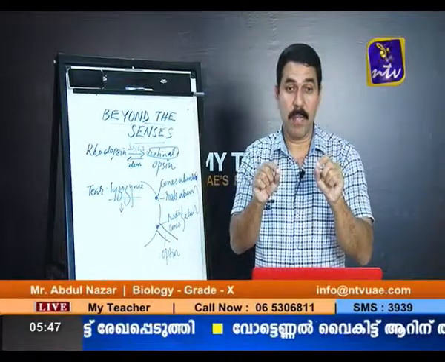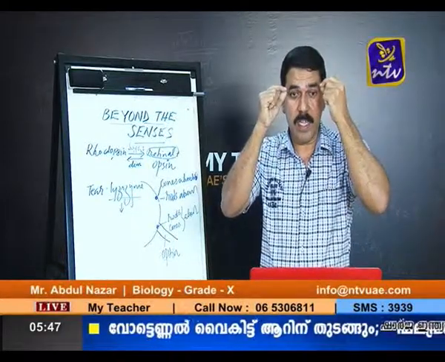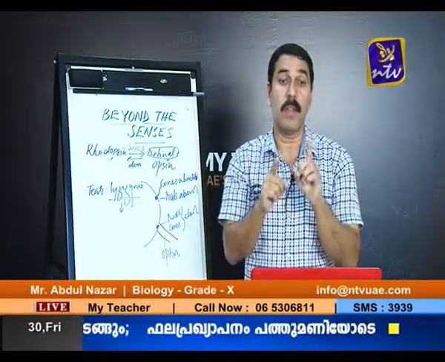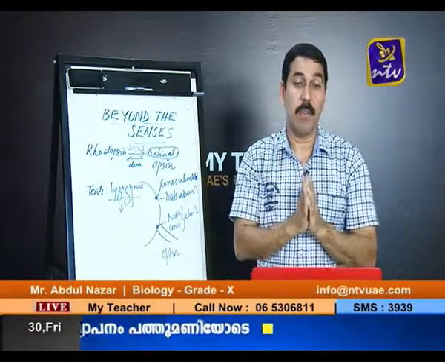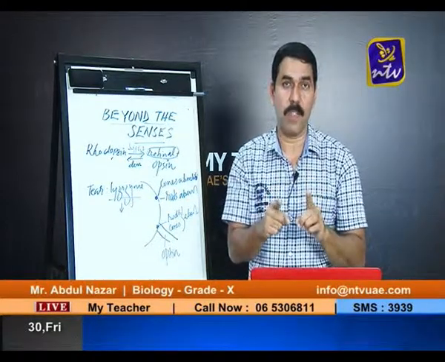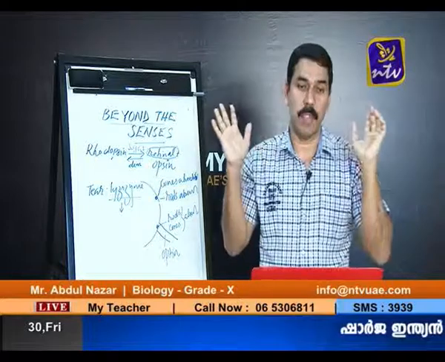So, point to remember: two images are formed in the eye. These two images are fused in the cerebrum, so that only one is perceived. This ability is called binocular vision. What is the importance of binocular vision? As a result of binocular vision, our vision is three-dimensional.